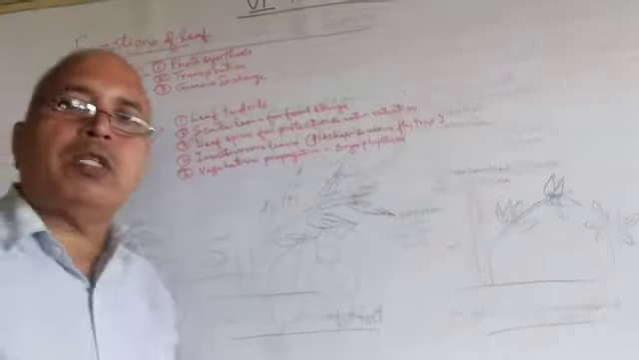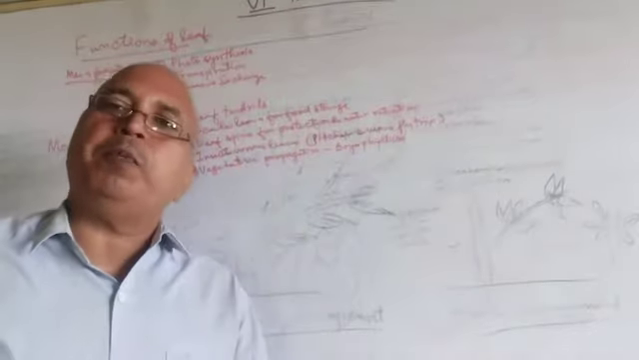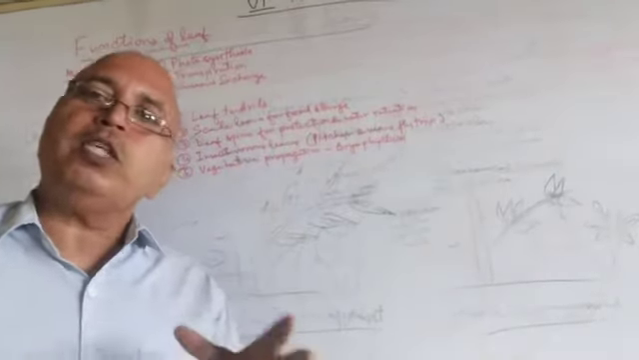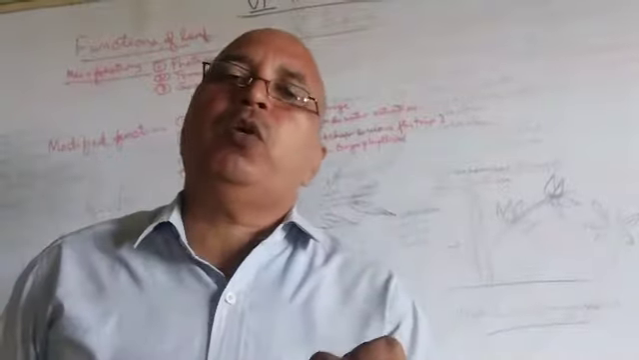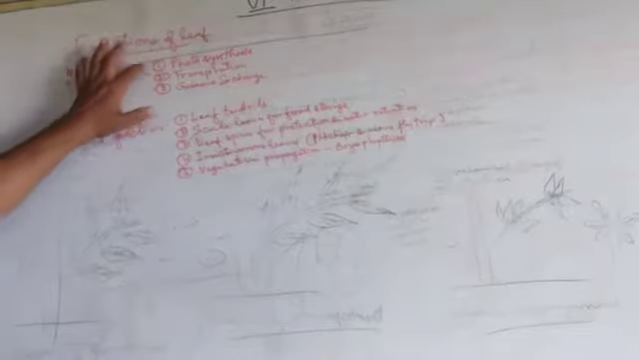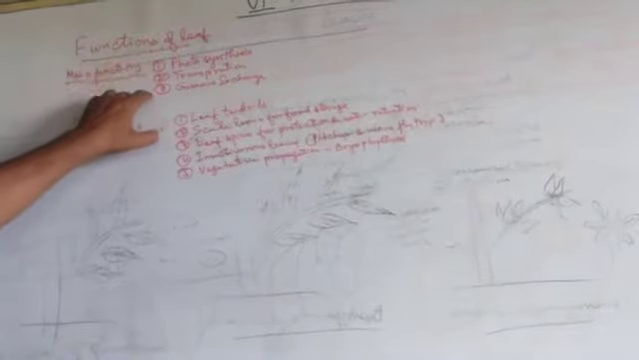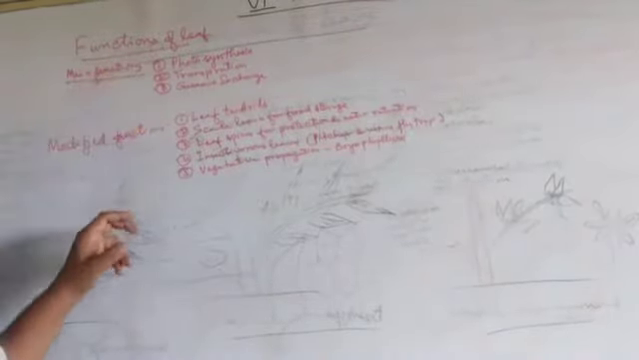When you say main functions, it means all the plant leaves must carry out or facilitate these three main functions. What are these three main functions? The three main functions are photosynthesis, transpiration and gaseous exchange. What is photosynthesis? You are very well familiar.